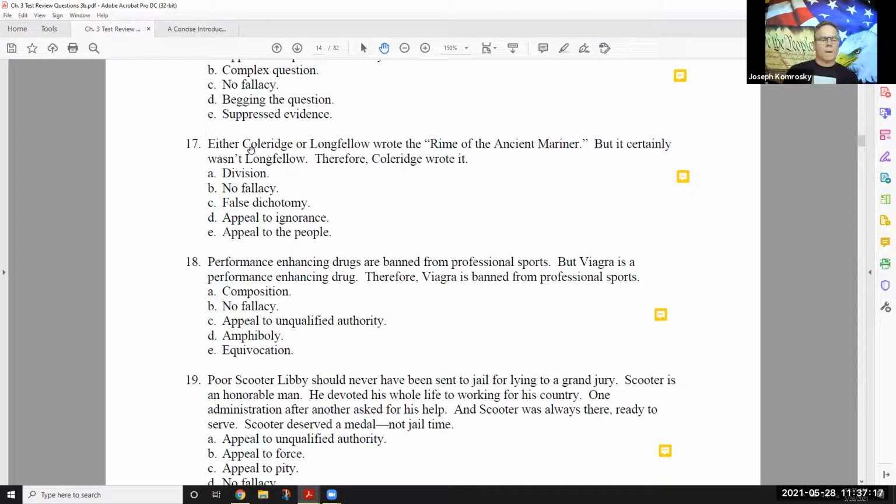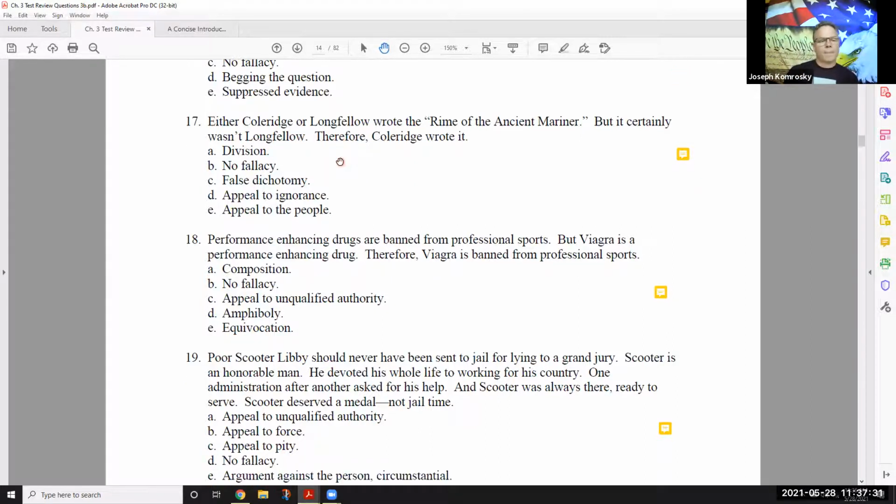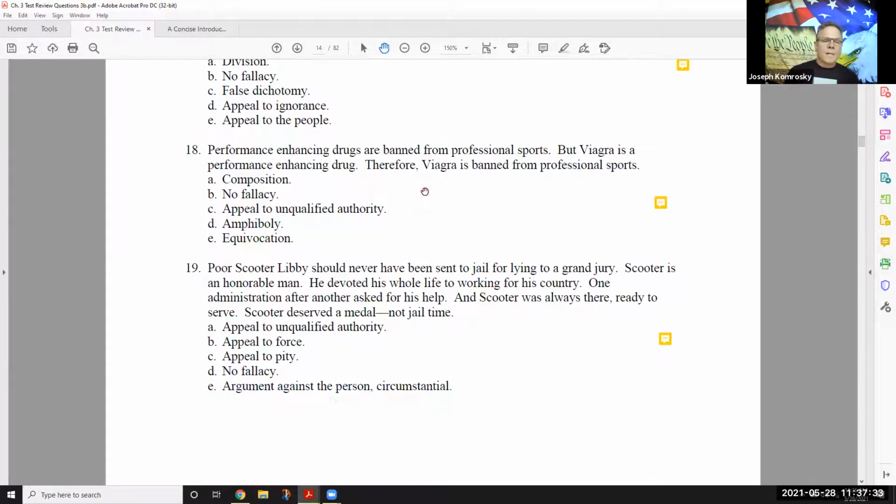Two choices, either Coleridge or Longfellow. It's not two, therefore it's one. Either way, you have two choices, you're eliminating one. Doesn't matter which one you eliminate, as long as you have one left, okay? 18. Performance enhancing drugs are banned from professional sports, but Viagra is a performance enhancing drug. Therefore, Viagra is banned from professional sports.